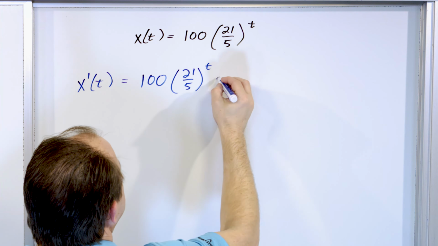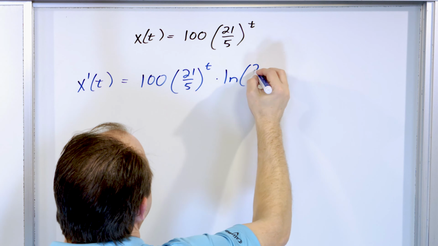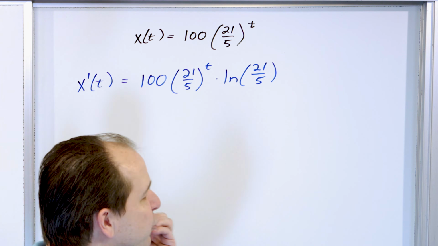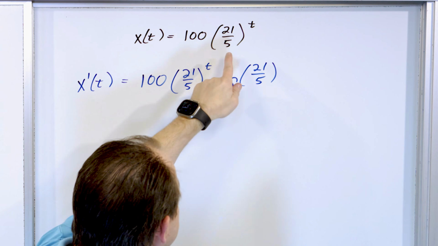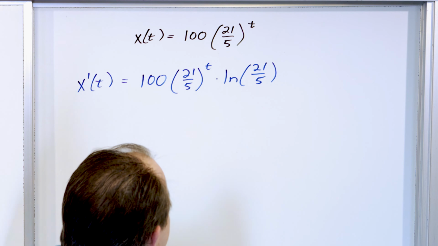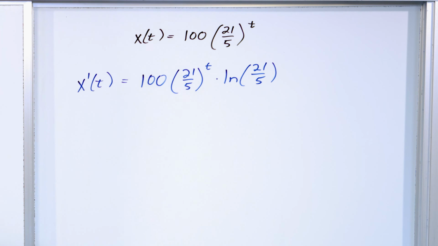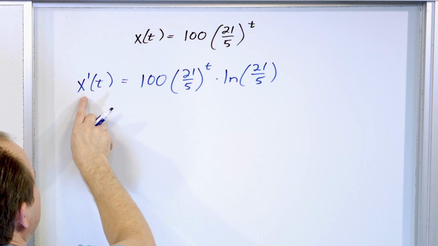But then we have to multiply by the natural log of the base, so 21 over 5. This is something that we've learned in the past, how to take derivatives of general exponential functions. The exponential function itself remains intact, and then we have the natural log of the base there as another constant right there. All right, so this is the rate of change.